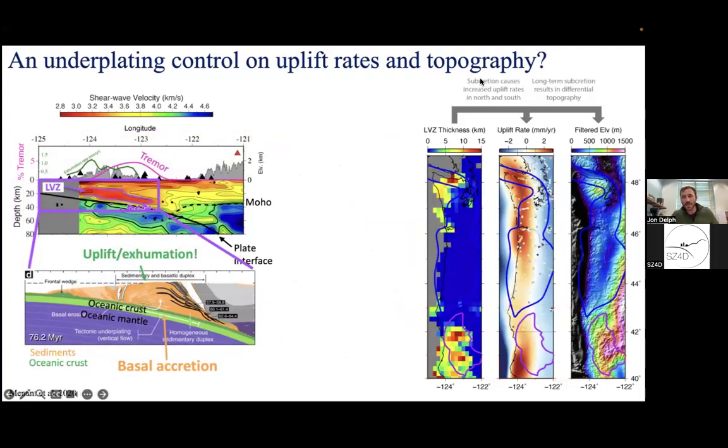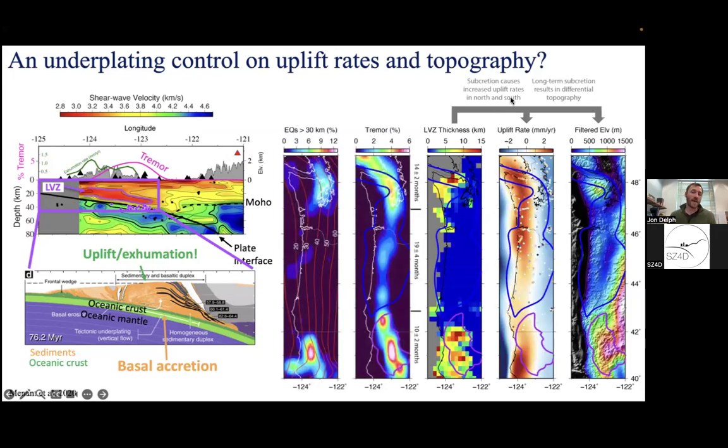Okay, so it seems like the basal accretion process itself is what can lead to these thick packages of sediments that are accumulating below the forearc. Of course, basal accretion is by definition an inelastic process, so it's going to lead to uplift that is unrecoverable during the seismic cycle and therefore builds variations in topography over time.